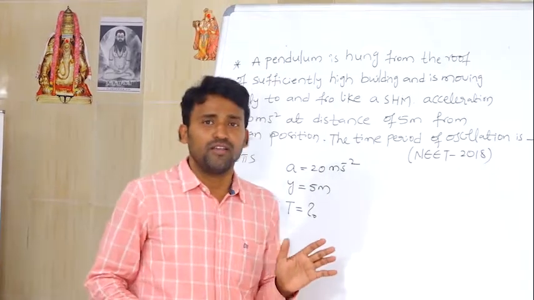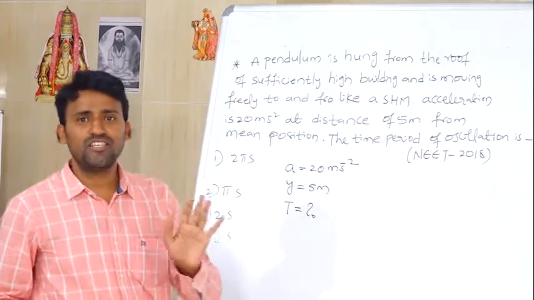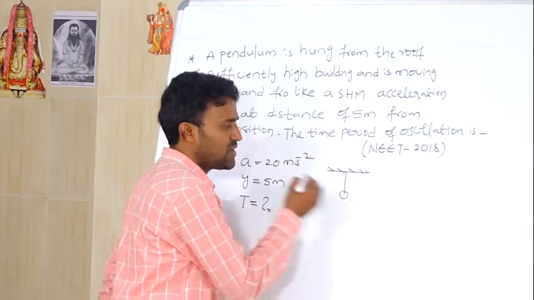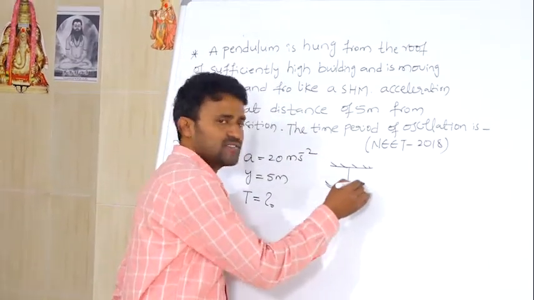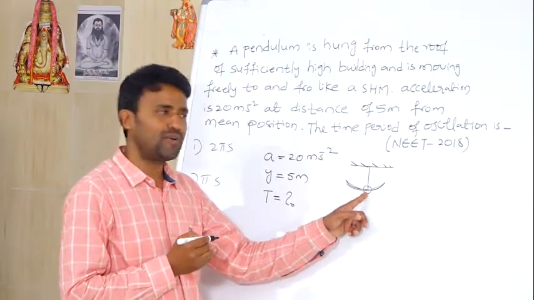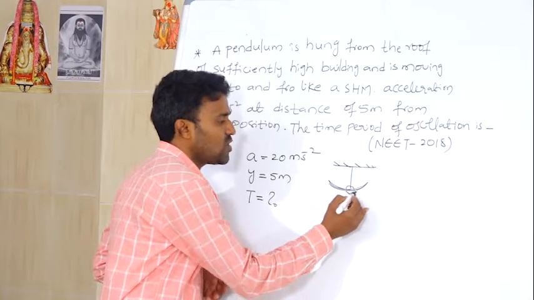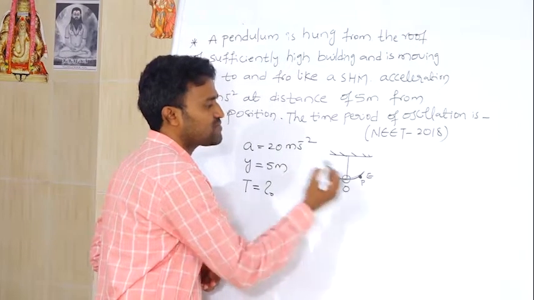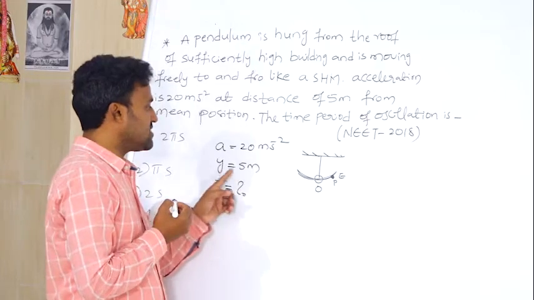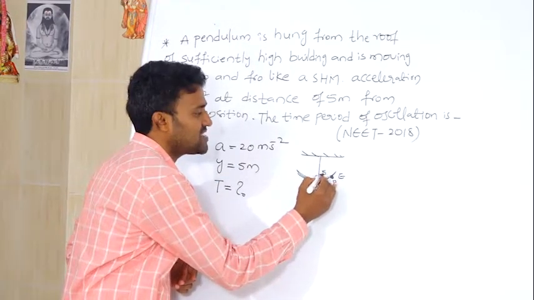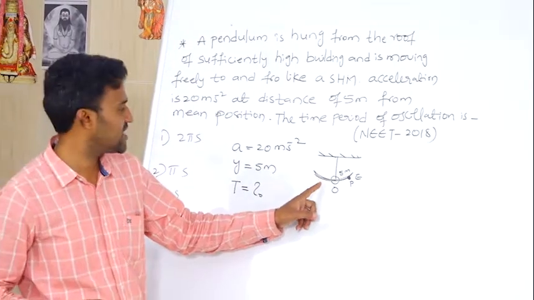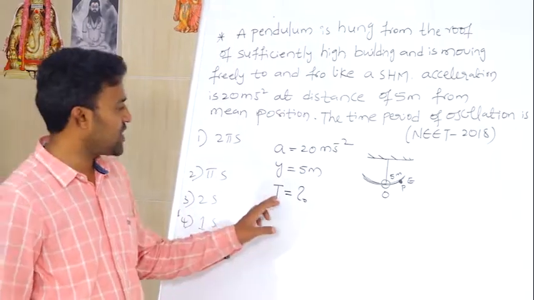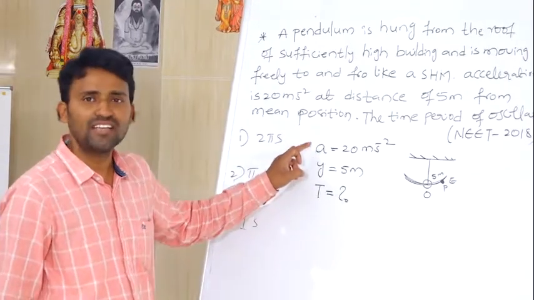In this problem, if you observe, he did not give the amplitude, he just gave the displacement of the particle. For your understanding, this is the roof of the building. It is a simple pendulum, and the motion is to and fro like this. In this situation, acceleration of the pendulum is 20 meter per second square, and this is the origin and this is the extreme position. When the particle is at point P, the displacement of the particle from O to P is given as 5 meters. Now we have to calculate the time period, by using the acceleration and y.